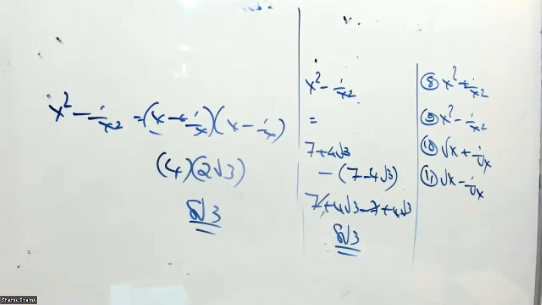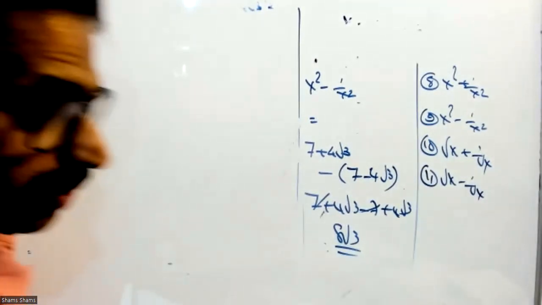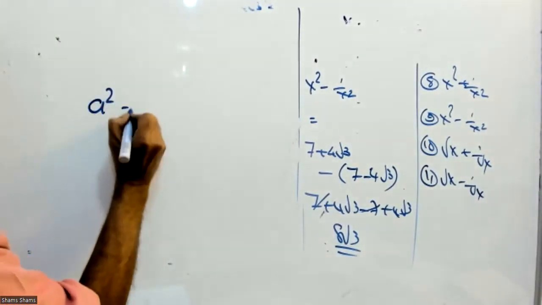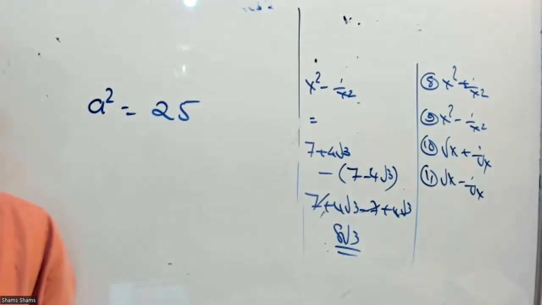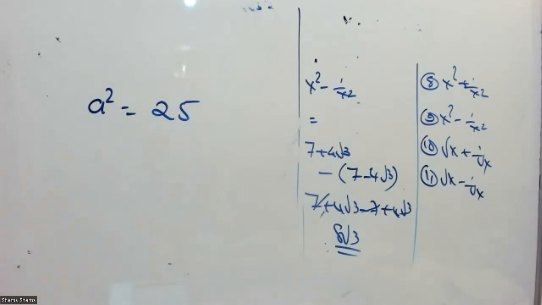Now listen here, next question. Before starting that, I want to explain one thing. Look, a square equals 25. What is a? 5. Amira? 5. Karthik? 5. Kasia? 5. Nihal? 5. Brinda? 5.